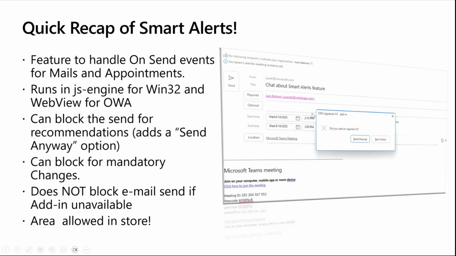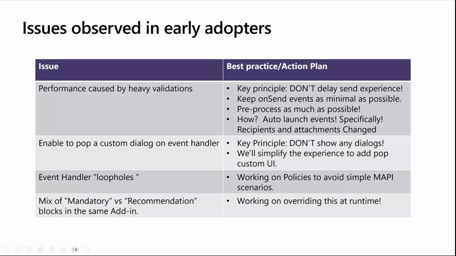Now, what I have been looking at in the community is that I have been working with many customers, and they are sharing many issues from early adopters. I think I talked about this in a previous call, but I want to double down on the message because it's very important. The top issue we have been receiving is the performance impact caused by heavy validations. There are a bunch of partners or customers that, on the send event, are validating that all the recipients in the email should receive it.